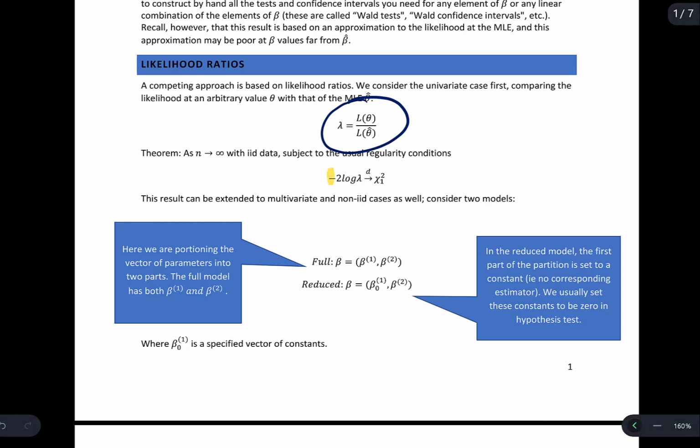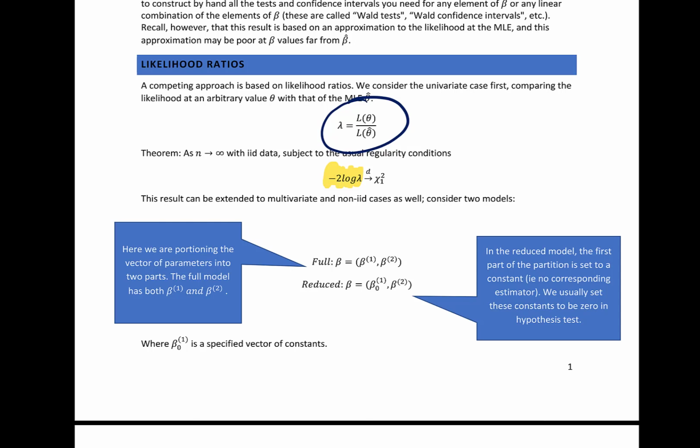And you may ask, well, why are we taking negative 2 log lambda? This idea actually goes all the way back to BST 675. Remember in BST 675, we might have a value whose distribution we're interested in, but that value doesn't have a nice known distribution. So often what we'll do is take functions of that value, and sometimes those functions will have nice distributions. That's exactly what's going on here. Lambda by itself doesn't have a nice known distribution, so instead we're going to work with minus 2 log lambda, because it does have a nice distribution. And this result can be extended to multivariate and non-IID cases as well.